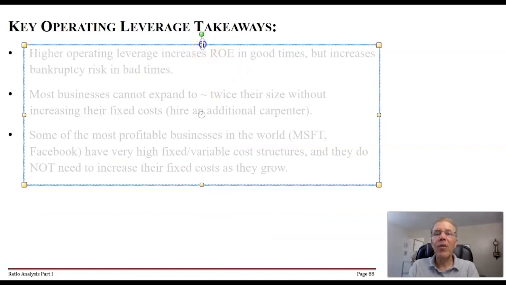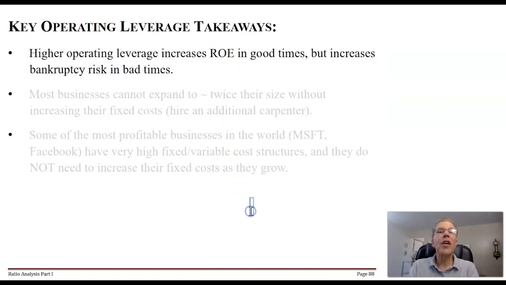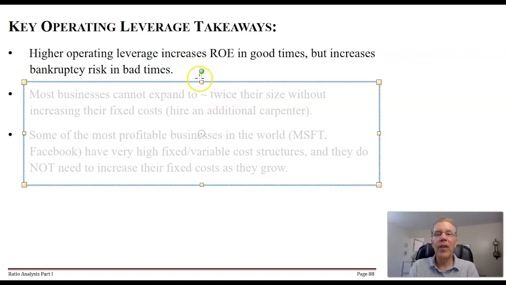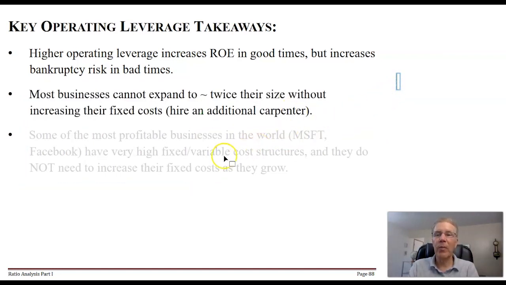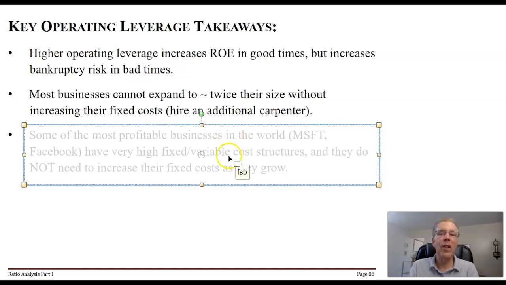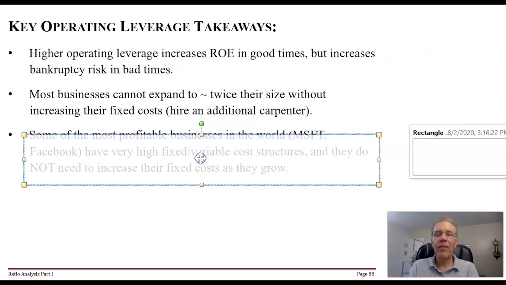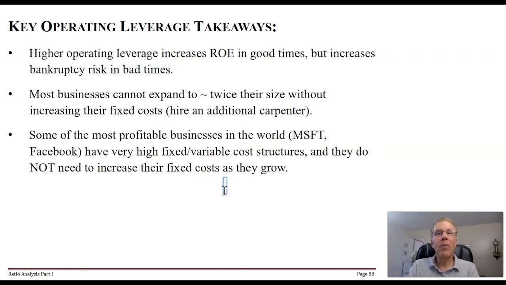All right, so what are our key takeaways for operating leverage? Just like with financial leverage, higher operating leverage increases your ROE in good times, but it always increases your bankruptcy risk in bad times. And we saw that with West End Advisors there. In a bad year, we have to cover those fixed costs, no ifs, ands, or buts about it. And as we just saw on the previous page, most businesses can't expand to about twice their size without increasing their fixed costs. And then finally, some of the most profitable businesses in the world, like Microsoft and Facebook, have very high fixed to variable cost structures.